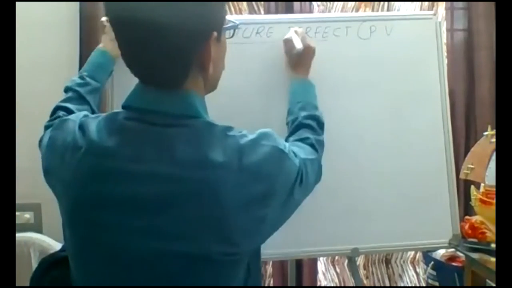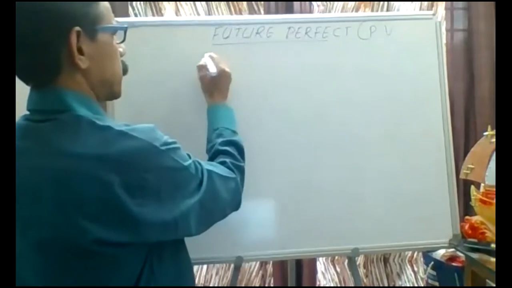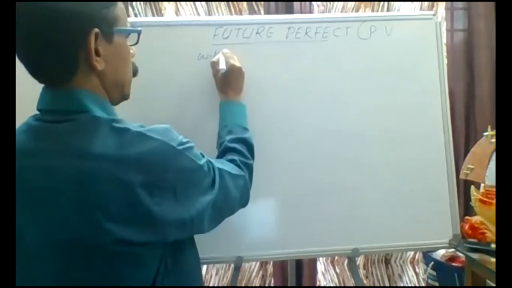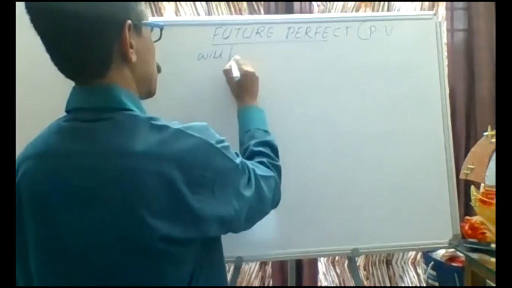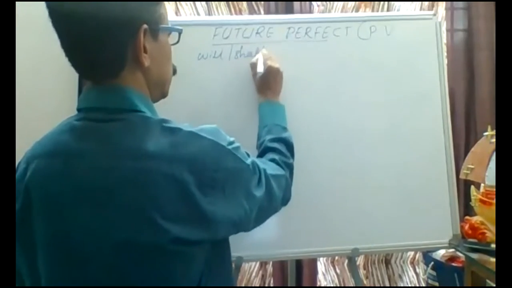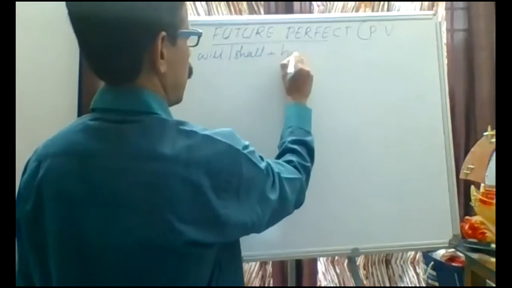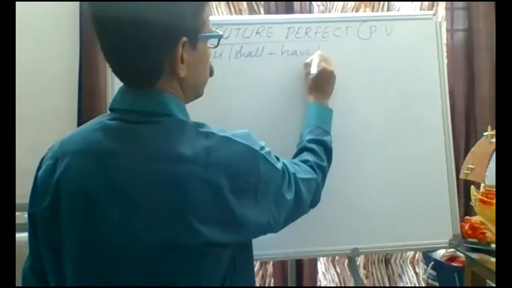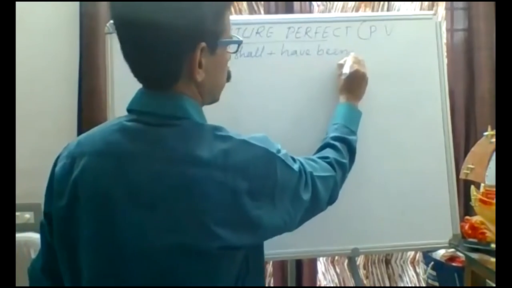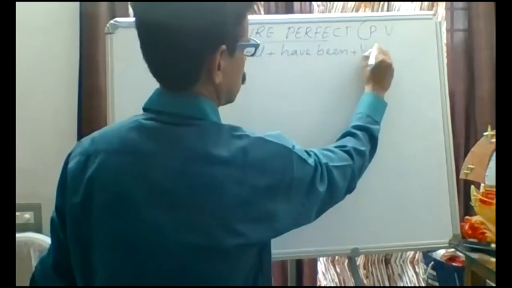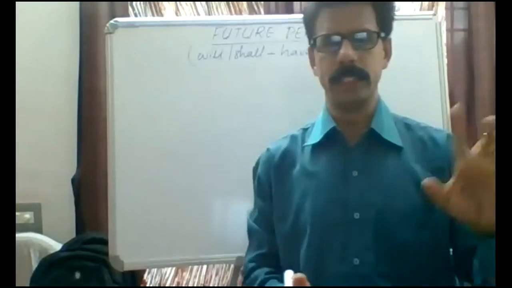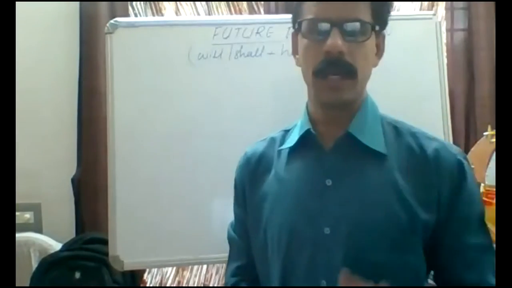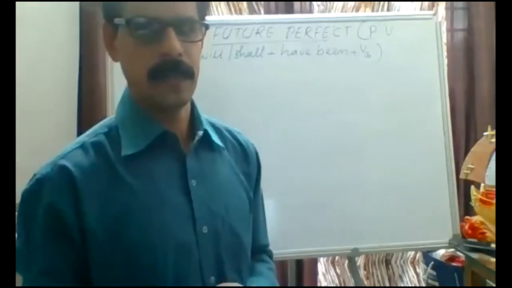In future perfect, you see the structure: will and shall are common. Will or shall, plus have been directly used. Been plus V3 is the structural form of the verb. Will have been, shall have been, we must use.